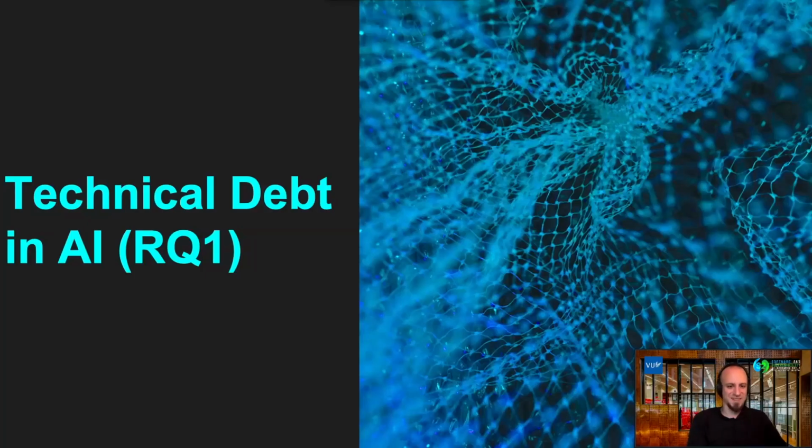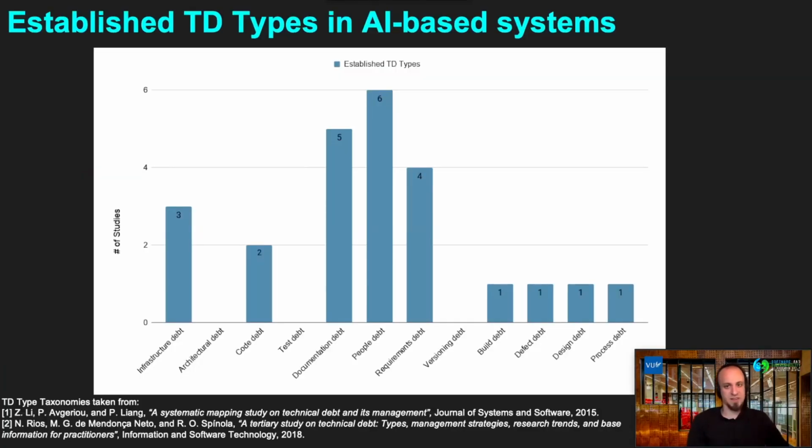Thank you, Ilias, and hello to everyone. I'm going to briefly guide you through our findings on how technical debt is characterized in AI-based systems. And we structure our findings around 2 taxonomies of technical debt types, namely the one presented by Lee and others and the one presented by Rios and others.